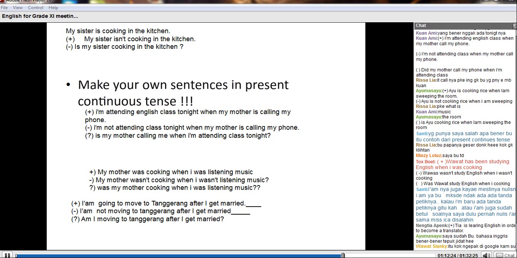Coba, ini punyanya Eka nih. Wawat has been studying English when I was cooking. Wah, ini bukan present continuous tense. Habis ini kita belajar yang kamu buat ini kalimatnya.